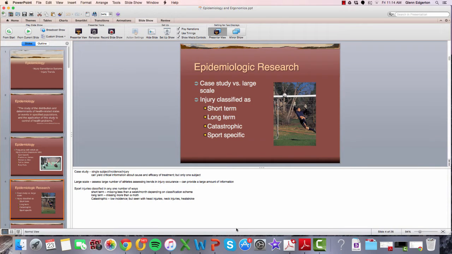The research that's involved in epidemiological research is either large scale, but it could also be case study, where you're looking at specific cases of injuries and trying to apply how to control health problems to that specific case or that area of concern. Or you can do a large scale study where you're looking at the big picture, looking at a large scaled thing like high-risk sports or low-risk sports and looking at injury trends. When you're classifying injuries in epidemiological research, typically that's short-term, long-term, catastrophic, and sport-specific.